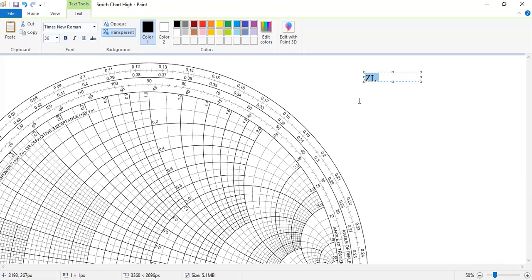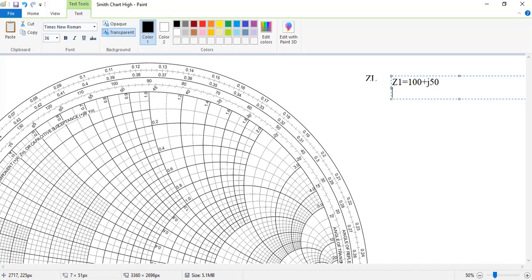Okay. Suppose this is your impedance. I'll name this as ZL or Z1. Any impedance, suppose this is Z1. So Z1 equals, suppose, 100 plus j50. The j is the small j. This j represents the imaginary part. Okay. So here this impedance will be there.